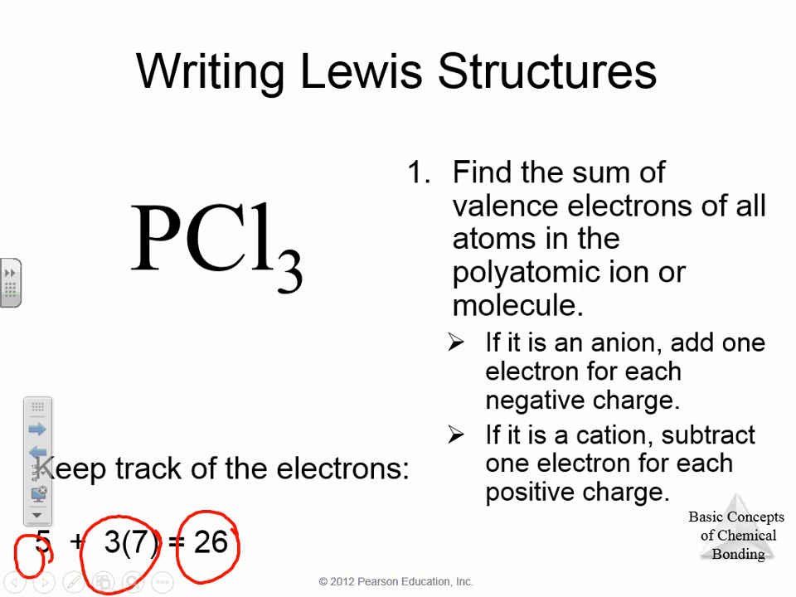If we have an ion, we're going to add 1 electron for each negative charge. So 1 for -1, 2 for -2. And the exact opposite for cations. If it's a cation, we're going to subtract 1 electron and make it a positive charge. So we'll take 1 away, we'll get +1. Take 2 away, we'll get +2, and so on.